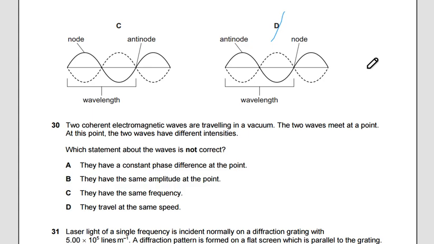Which is not correct for two waves that meet at a point and have different intensities. They have constant phase difference at the point. No, this is correct. Whether this phase difference causes constructive or destructive interference, it will be some phase difference. Same amplitude: as they have different intensities, they cannot have same amplitude. So this is the one that is not correct.